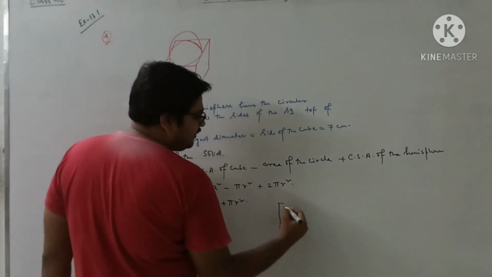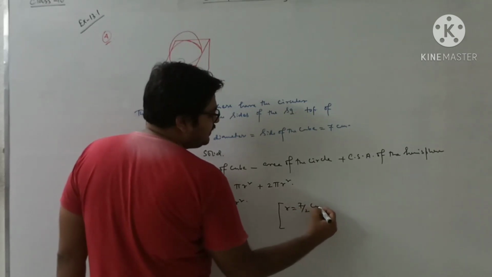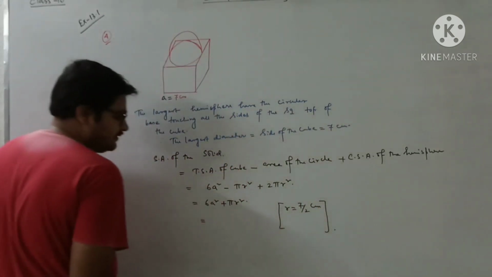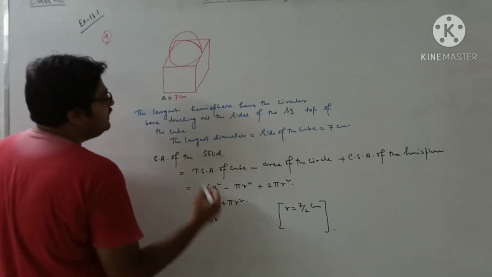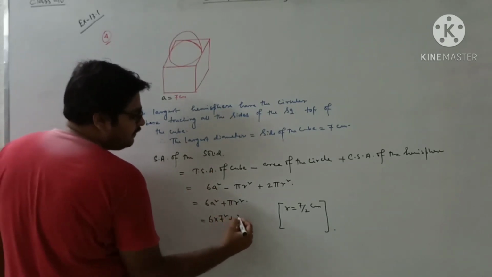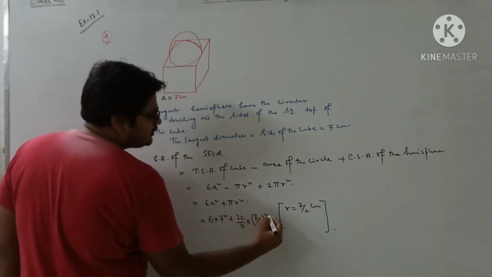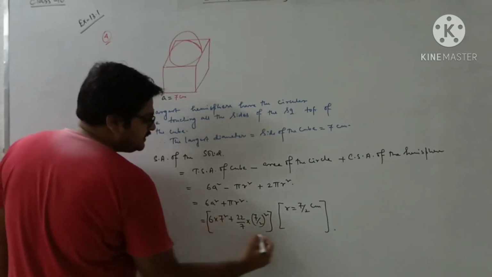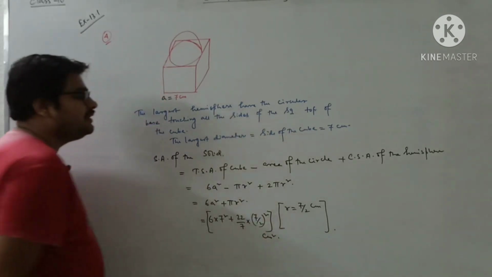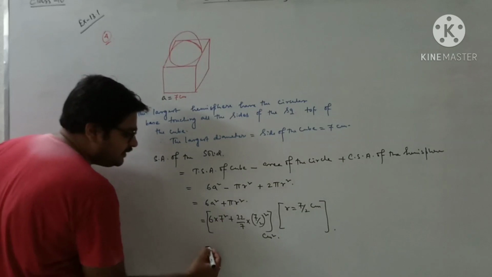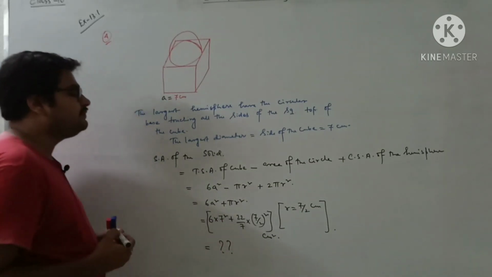Now we find the radius. Radius equals 7 by 2 cm because the diameter was 7. Keep it like this: a means 7 cm, pi means 22 by 7, and r square means 7 by 2 whole square. So this much centimeter square. I think the leftover calculation you can do yourself, to complete it.